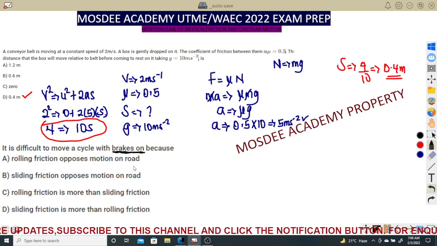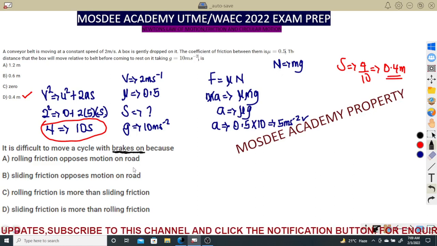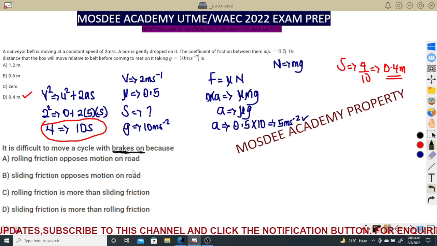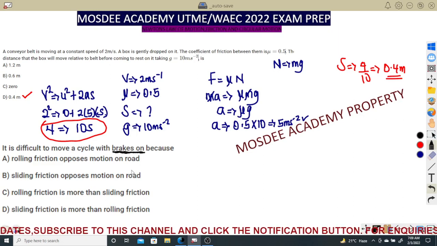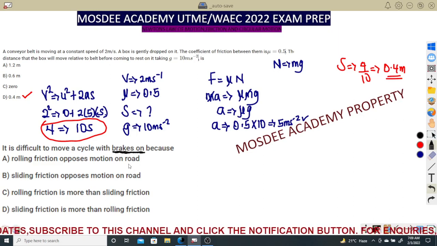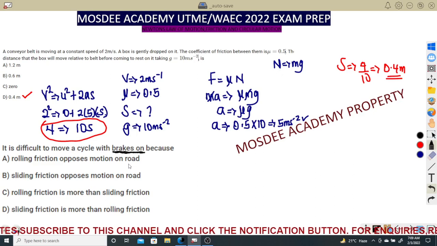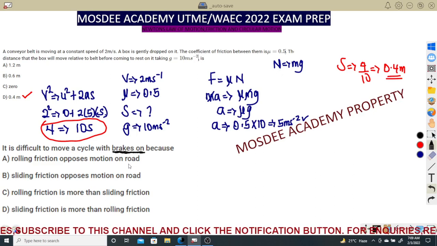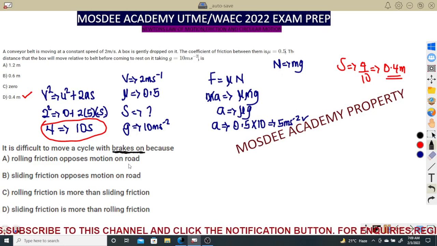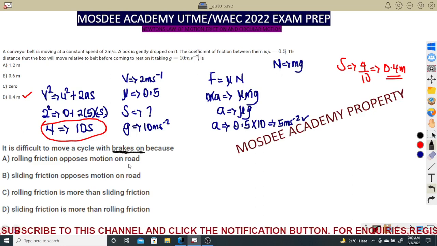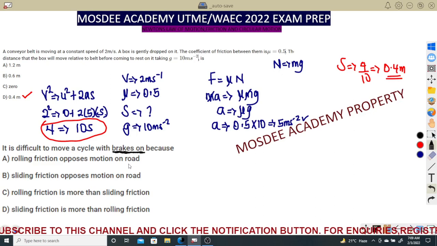So when the brake is on, you will definitely know that the tires will be sliding. Normally, if the brake is not on, when you move a cycle or a motorcycle, the tires will be rolling. Just imagine yourself moving a bike, the tire will be rolling. But when you hold on to the brake, the tires are going to be sliding. Sliding friction is more than rolling friction. Please note that. Rolling friction is more like kinetic friction, or what you call dynamic friction.